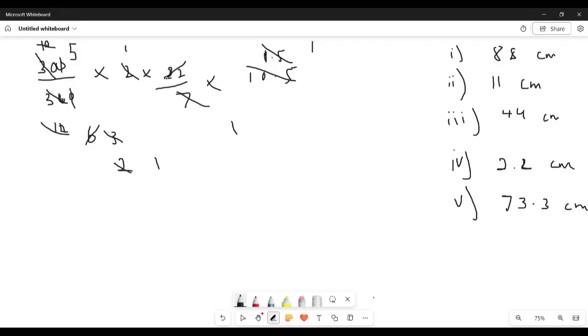Again, you can cut here and get 11. So the answer would be what? 5 times 1 times 11, which equals 55 centimeters. So the answer is 55 centimeters. That is all.